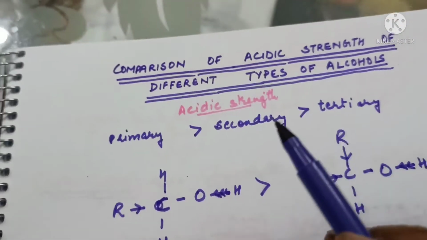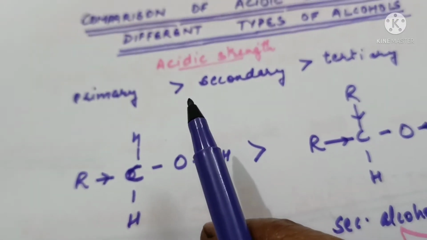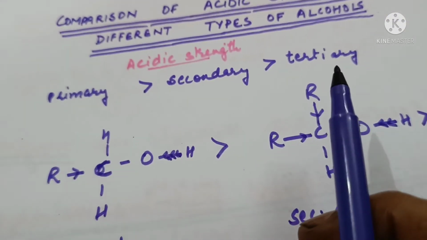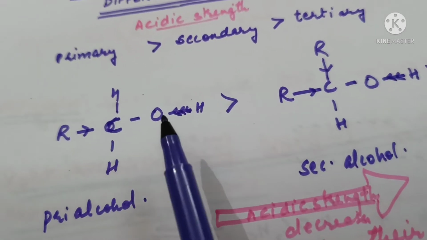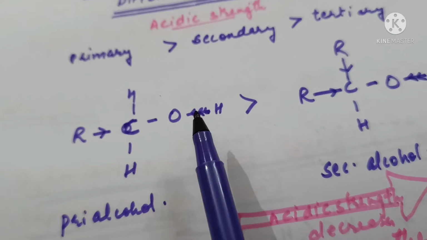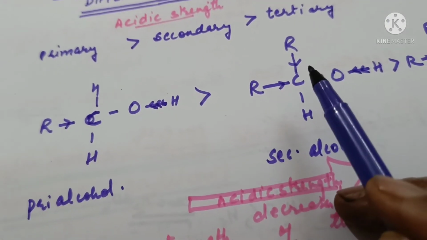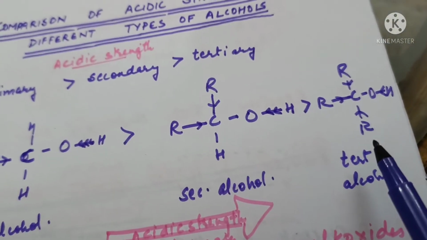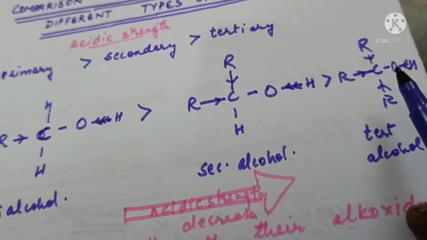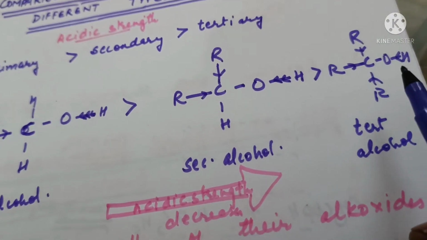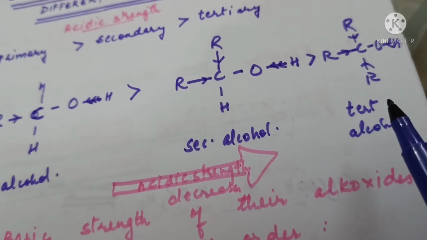Comparison of acidic strength of different types of alcohols. So we see that primary alcohols are more acidic than secondary than tertiary. This is because there is only one electron releasing group that decreases the tendency of oxygen to take electrons in primary alcohols, whereas there are two such groups in secondary alcohols and three groups in tertiary alcohols. So the tendency of oxygen to take electrons is least in tertiary alcohol. So this is the least acidic alcohol.